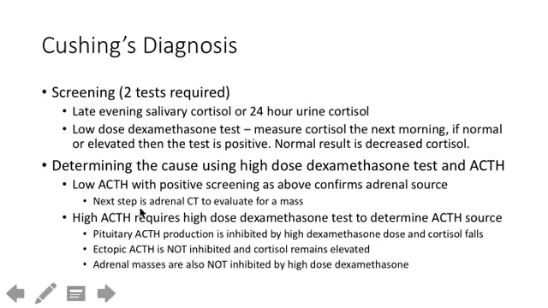We actually don't have to go straight to that, because if we have a low ACTH with increased cortisol, that would suggest that the pituitary is functioning appropriately, not secreting ACTH, whereas we have an adrenal mass that's making lots of cortisol. So low ACTH with an increased cortisol from the screening, as I just mentioned there, is going to be enough to diagnose an adrenal source for your Cushing's syndrome.